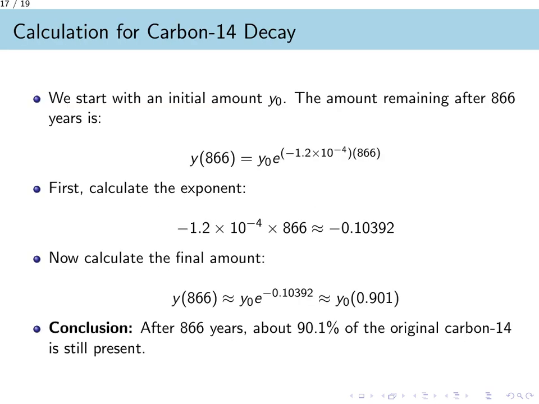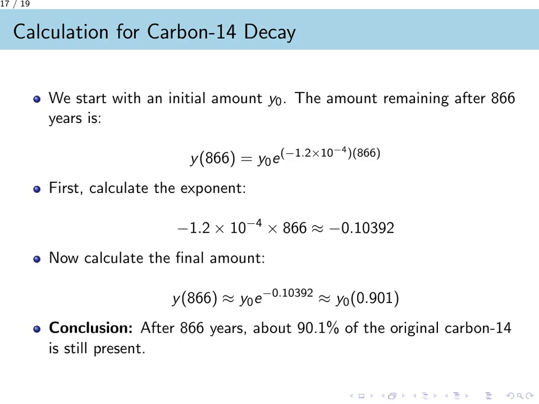Now let us apply the radioactive decay formula to calculate how much carbon-14 is left after 866 years. Our first step is to evaluate the exponent, which is the product of the negative decay rate and time. We multiply -1.2 times 10 to the power of -4 by 866 years, which gives us an exponent of approximately -0.10392. Next, we raise the base e to this power to find the decay factor.